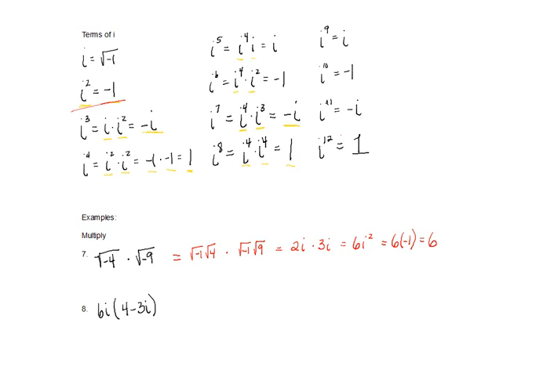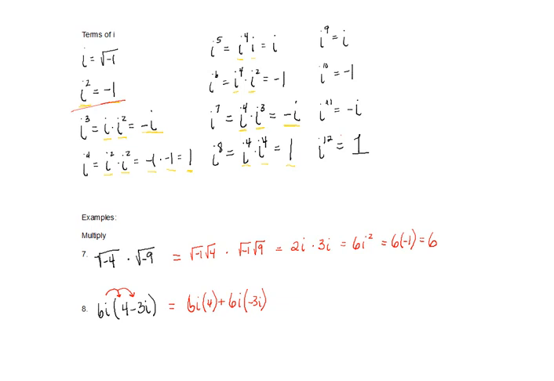Negative and a positive would be a negative, so it's going to be a negative 18i squared. Okay. So we know that i squared is negative 1. So we have 24i minus 18 times negative 1, since i squared is negative 1.